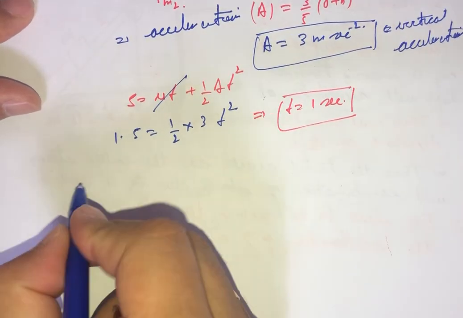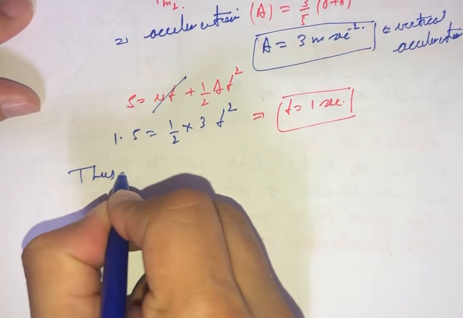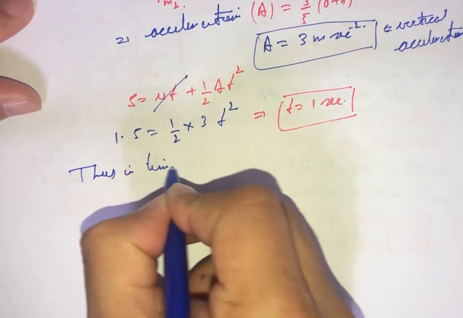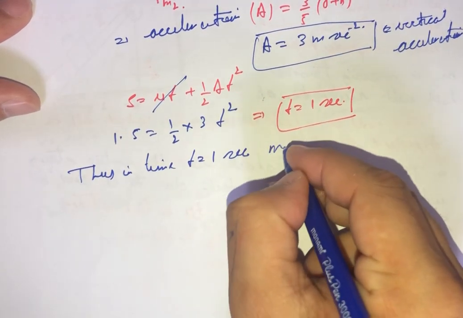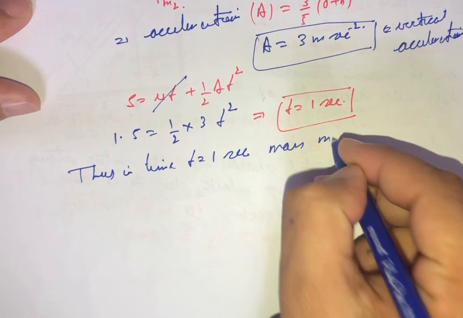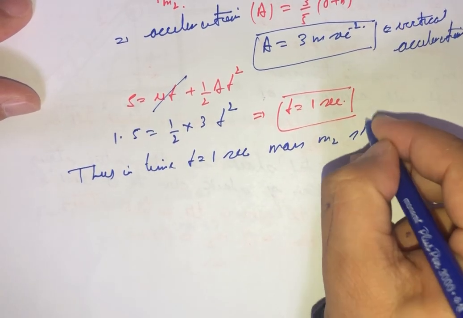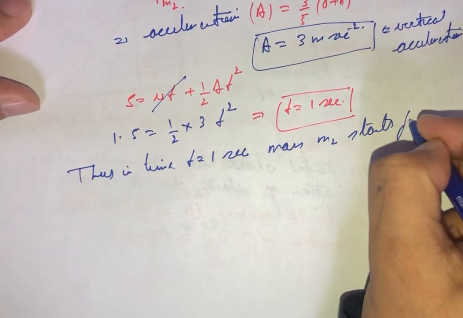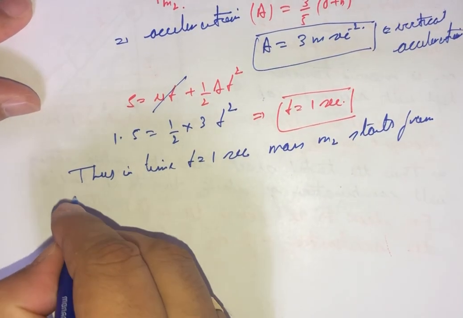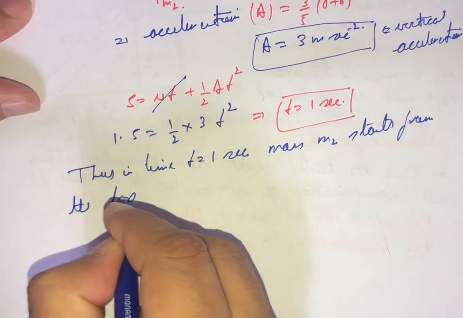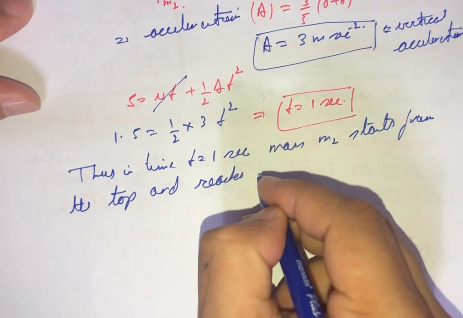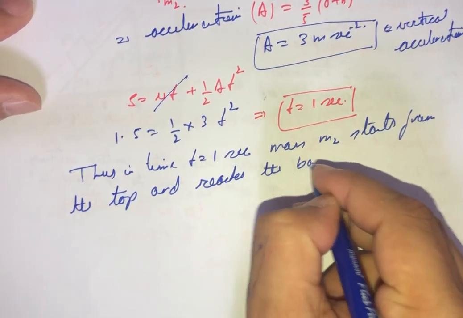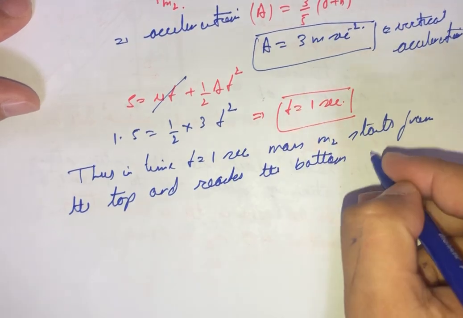Thus, in time t is equal to 1 second, mass M2 starts from the top and reaches the bottom of the wedge.